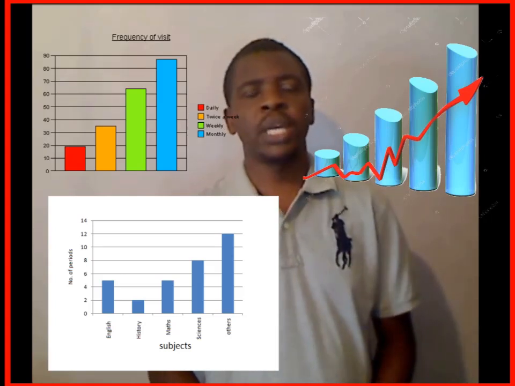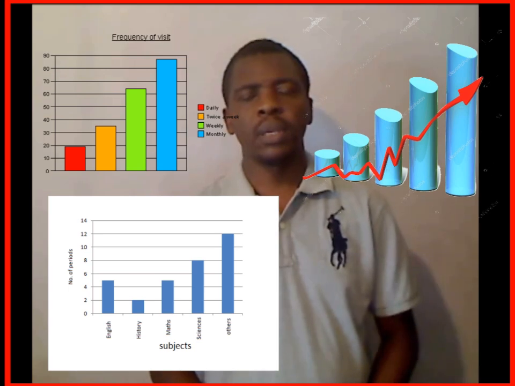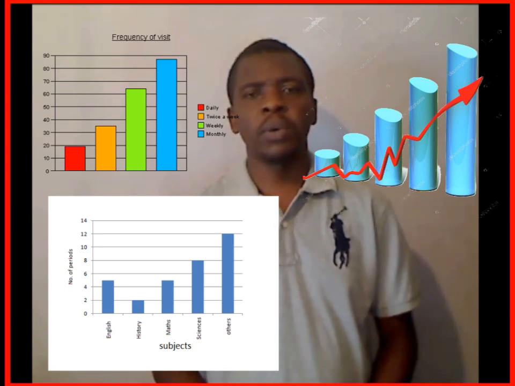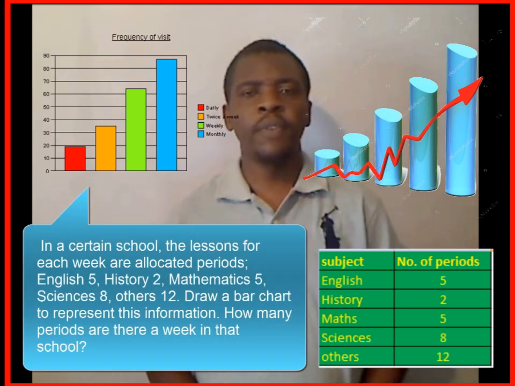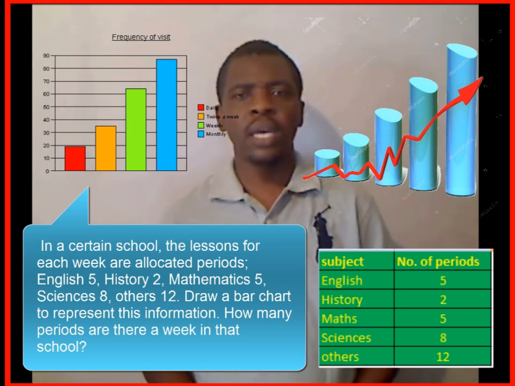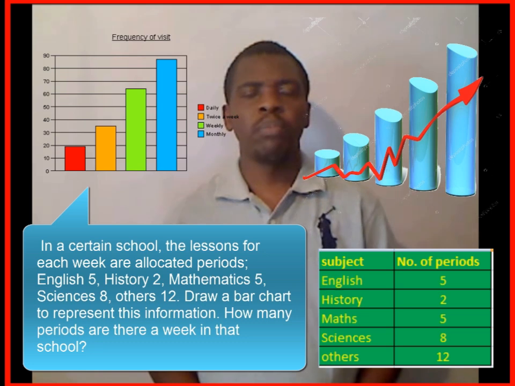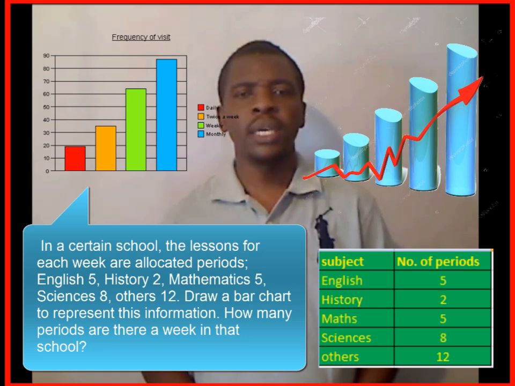When drawing a bar chart, all the bars are of equal width and the length is proportional to the quantity it represents. In a certain school, the lessons for each week are allocated periods. English language has 5 periods. History has 2 periods. Mathematics is allocated 5 periods. The sciences are allocated 8 periods. And other subjects are allocated 12 periods.